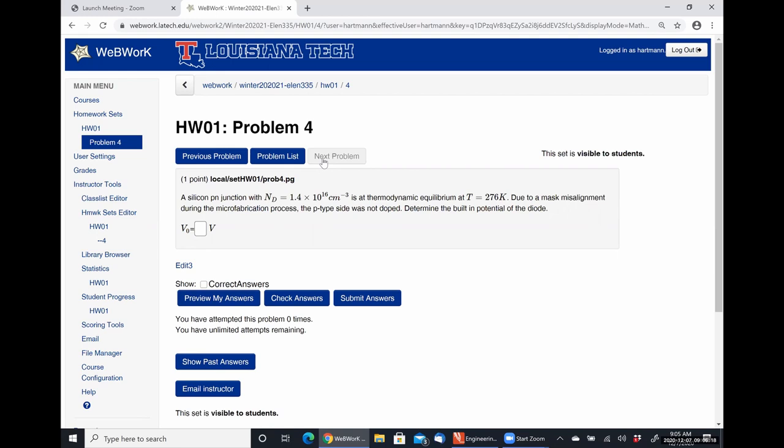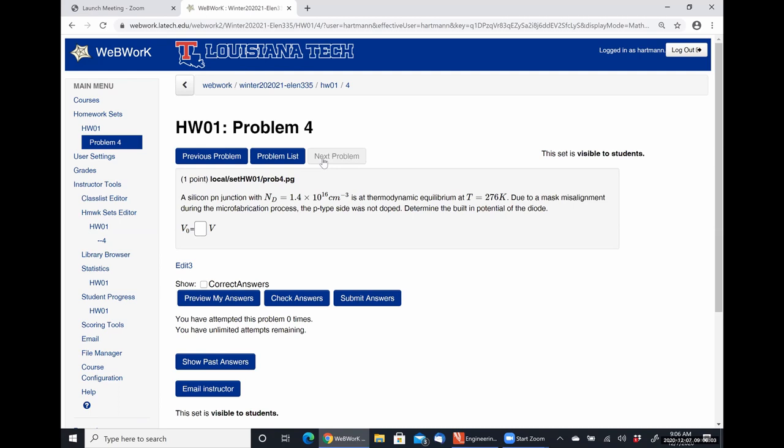Problem four. A silicon PN junction with 1.4 times 10 to the 16 donors per cubic centimeter is at thermodynamic equilibrium at T equal to 276 Kelvin. Due to a mask misalignment during the microfabrication process, the P side was not doped. Determine the built-in potential of the diode. So we have a PN junction where one side, I guess it's not even technically a PN junction, it's a P intrinsic junction, right? Donor atoms, or sorry, it's an intrinsic N junction because it's donor atoms.